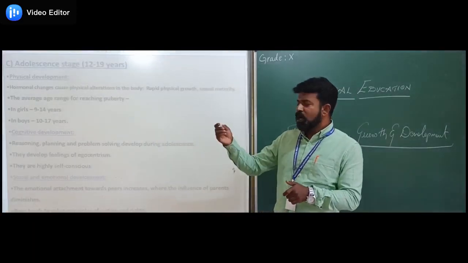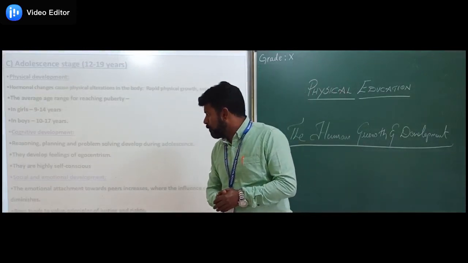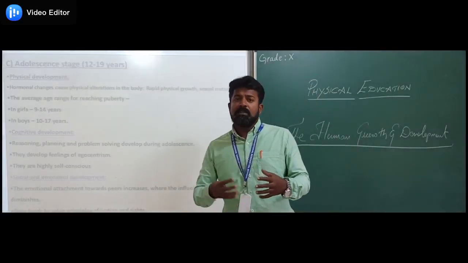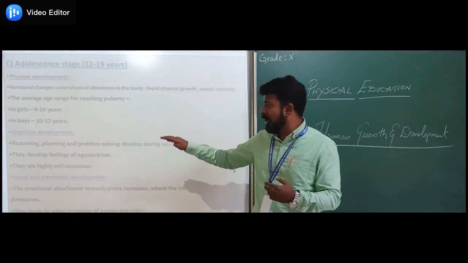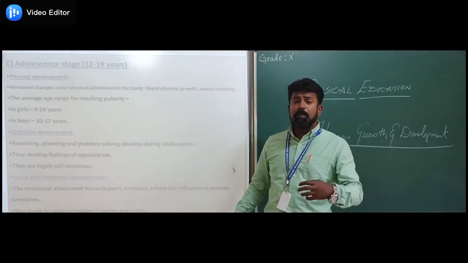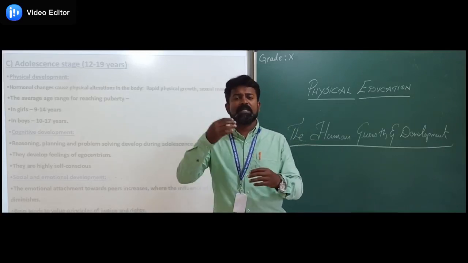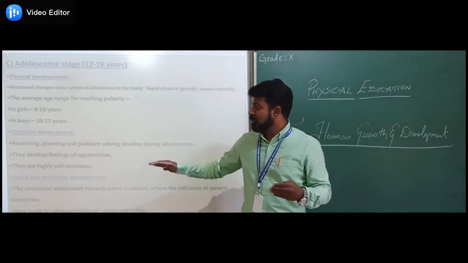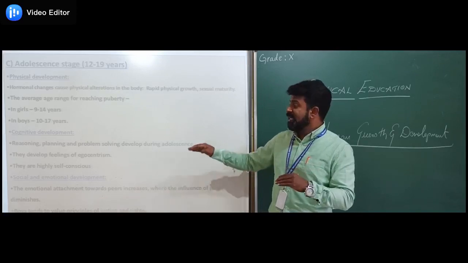Then cognitive development: reasoning, planning and problem solving develop during this adolescence. So if you have some problems, you will be able to solve them by yourself. That is the main thing which happens in this stage. You will be planning. Planning, in the sense, for a small example, if you want to make a study timetable or whatever it is, you can make it on your own. This is called reasoning, planning and problem solving, the cognitive development in this stage.